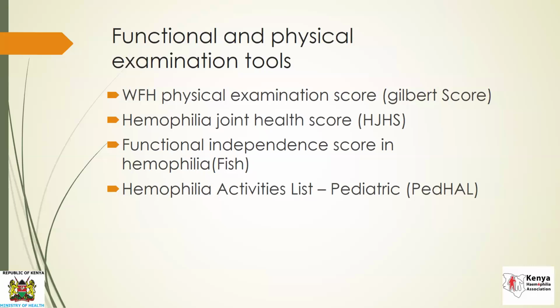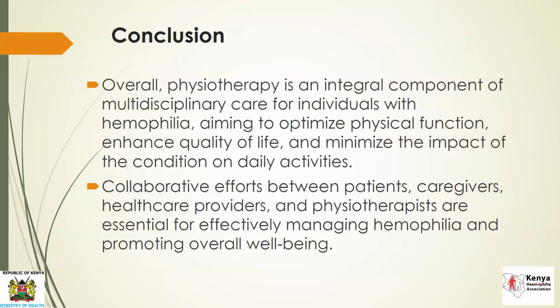We have the World Federation of Hemophilia Physical Examination Score, that is the Gilbert score. We have the Hemophilia Joint Health Score, and then we have the Functional Independence Score in Hemophilia, and then we have the Hemophilia Activity List for pediatrics, but there's also one for adults. So these are some of the tools we can use to do assessment of our patients, and also evaluation as we go along our treatment plans.